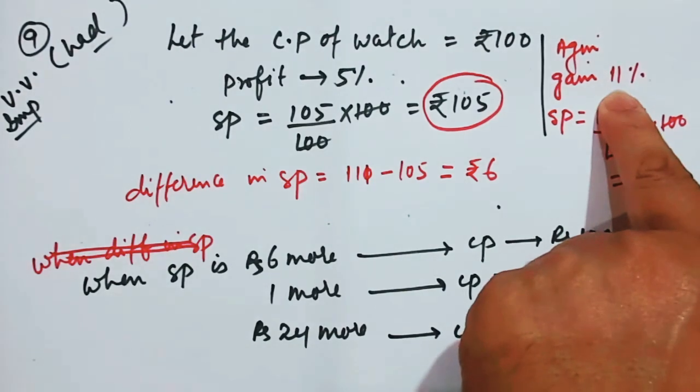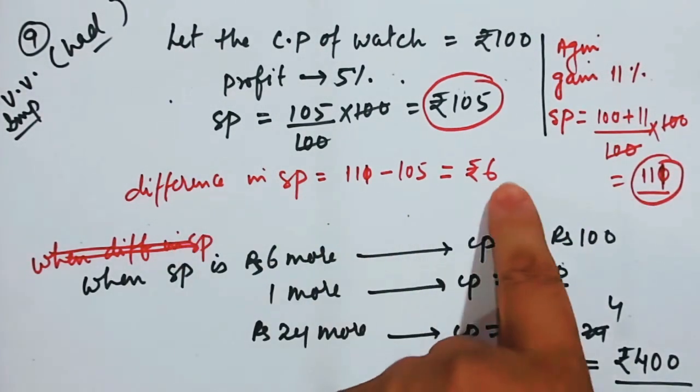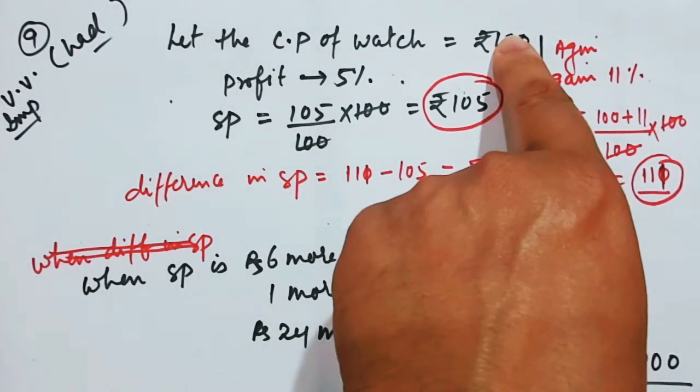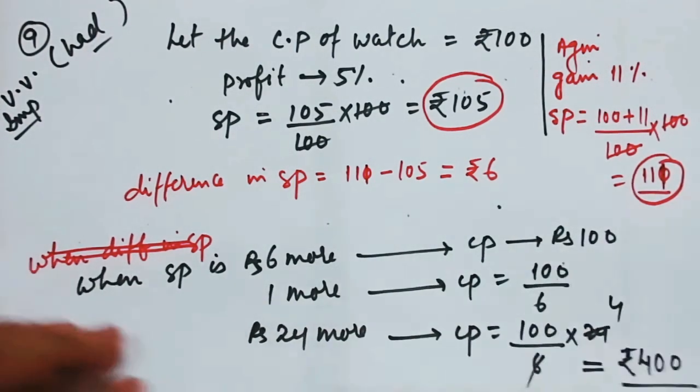Again, the profit was 11%, find the selling price, find the difference, and then apply this. When the difference is 6, my cost price was 100. When the difference is 24, you will get the cost price as rupees 400.